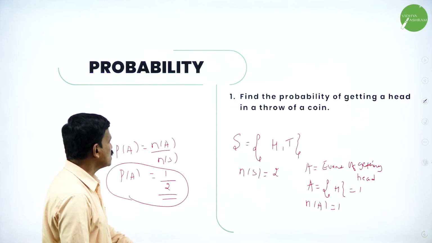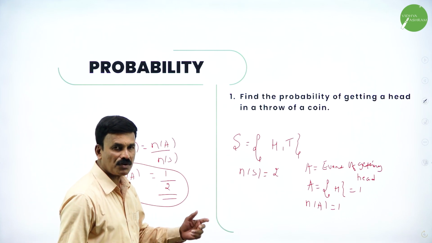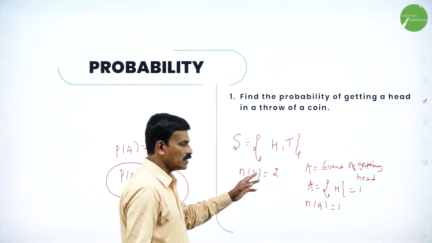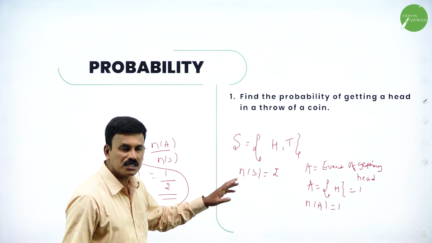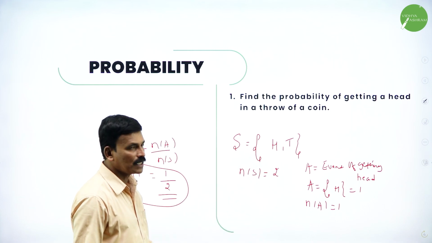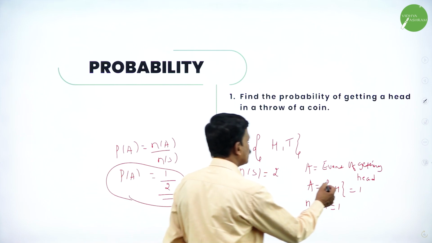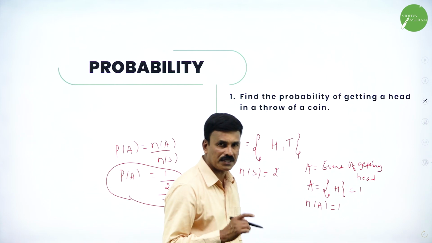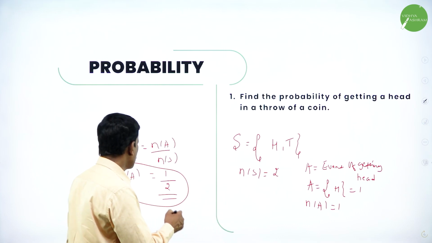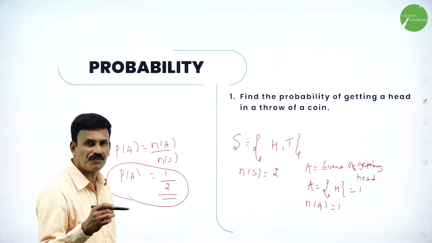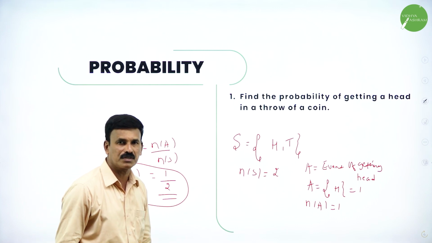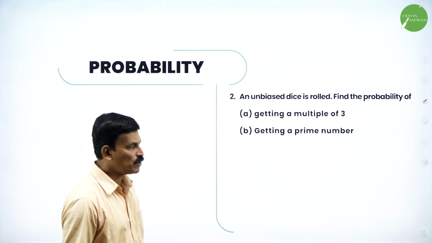That's it. So listen, when a coin is tossed, what is the sample space? There are two events, head and tail. So N of S is equal to 2. Let us define the event. What is the event here? Getting a head. So A is the event of getting a head. A has 1 head, so N of A is equal to 1. Hence the probability of getting a head is N of A divided by N of S, which is 1 by 2. That is the required probability. One more question, very simple. Now let us move on to the next problem.